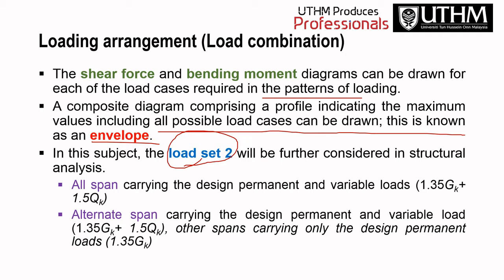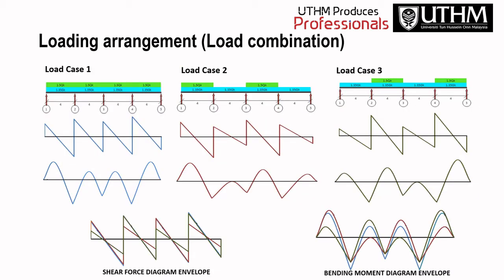Okay, all spans carrying the permanent and design load, which means all spans will carry 1.35 GK plus 1.5 QK, and alternate spans, where one carries 1.35 GK plus 1.5 QK, and another span carries 1.35 GK only. Okay, so you can see that this is the example of the envelope load case. This is case 1, where all the spans are loaded with the maximum GK plus QK. Load case 2, you set the alternate spans loaded with the 1.35 GK and 1.5 QK. Okay, this is case number 3.